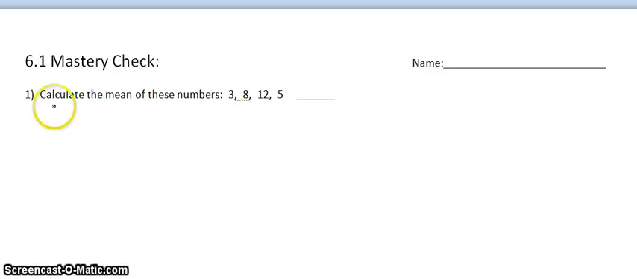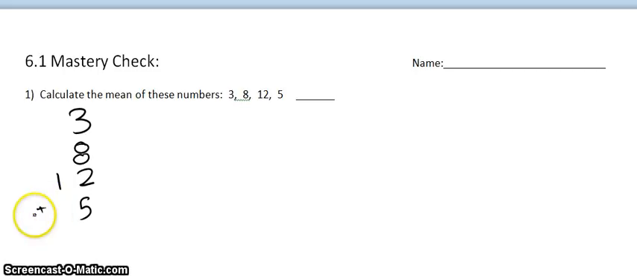So let's go ahead and add. We have 3 plus 8 plus 12 plus 5. So 3 and 8 is 11, 12, 13, plus 5 is 18, and 1 and 1 is 2. So the sum of all 4 of those is 28.